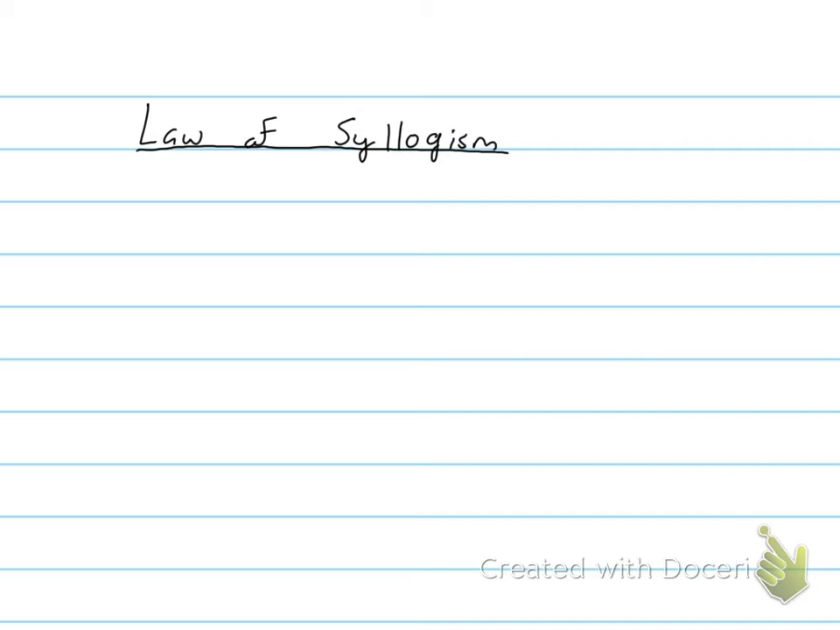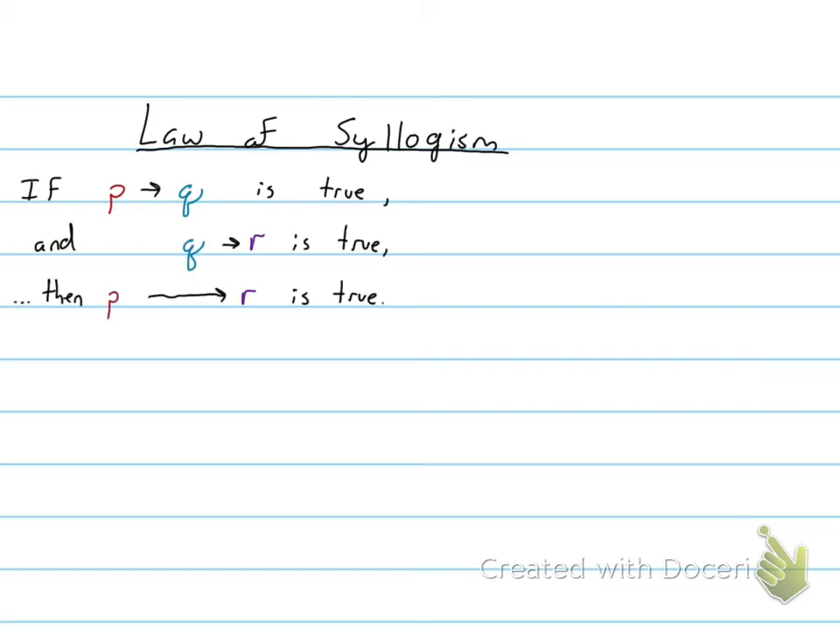The next thing we're going to talk about here is the law of syllogism. If P then Q is true, and Q then R is true, then we can make a statement that P then R is true. Now this might seem weird when we see this in letters, but in a word example this might make a little bit more sense.